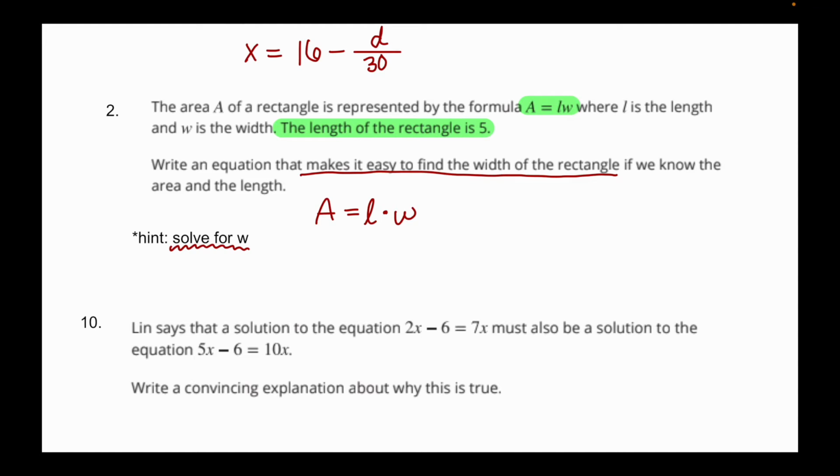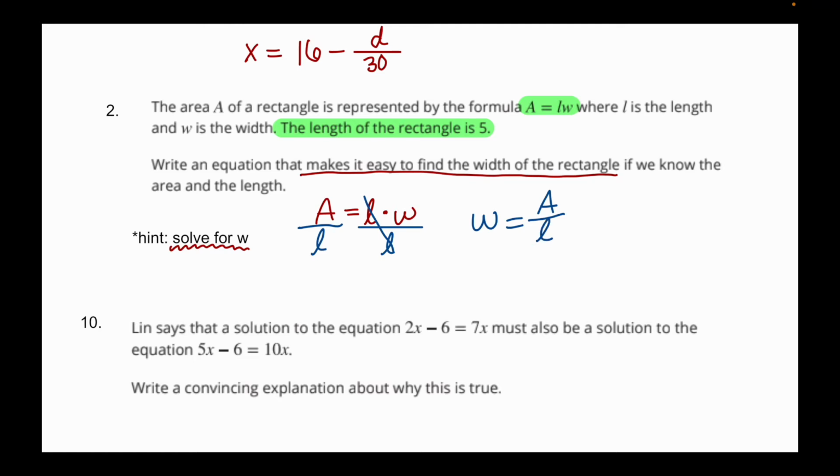So if I want to get W by itself, I have in front of my W an L that's being multiplied by it. So we just want to undo that. We want that L to cancel out and disappear. But we have to do that operation to both sides in order for it to be valid. So in order for this to be a valid move or a balanced move, we have to do that operation to both sides. That's going to leave us with W. And then on the other side from W is going to be the area divided by the length.